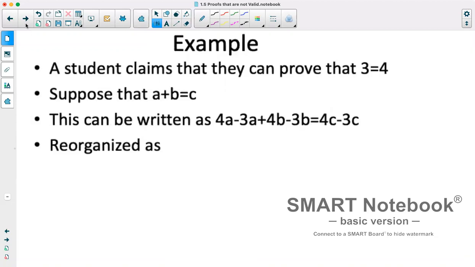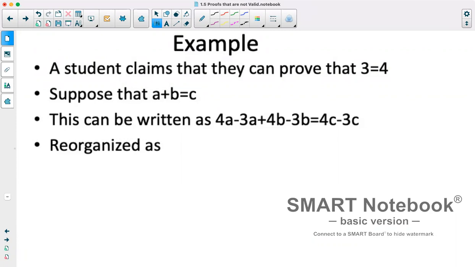Okay, so for example, a student claims they can prove that 3 equals 4. They started with saying, suppose that A plus B equals C. They then rewrote it as 4A minus 3A, which gives us the A here, plus 4B minus 3B, which gives us the B here, equals 4C minus 3C, which gives us the C here.